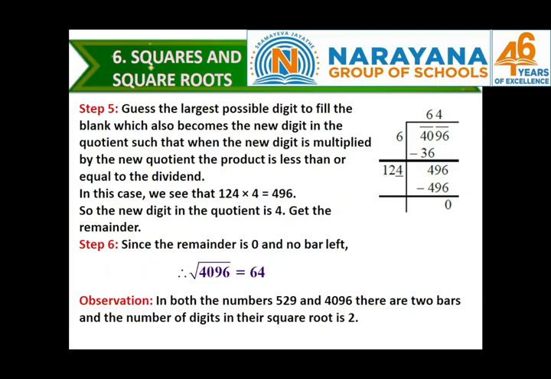In both the numbers, 529 and 4096, the square root value has only 2 digits.